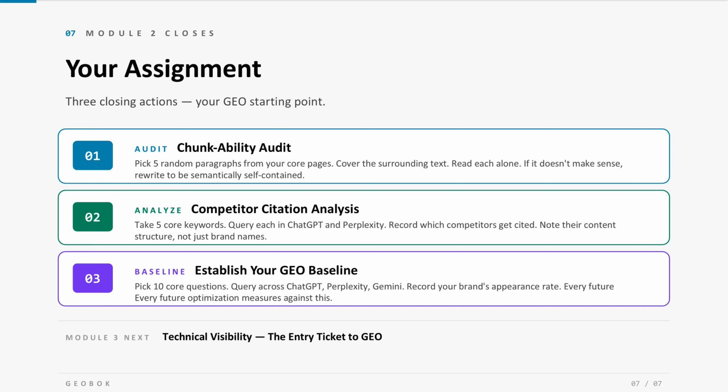Module 3 starts next. Technical visibility. The entry ticket to GEO.